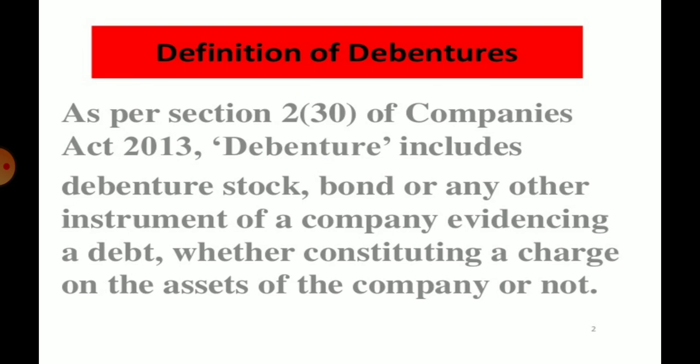As per section 230 of the Company Act 2013, the debenture includes the debenture stock, bond, or any other instrument of the company evidencing a debt, whether constituting a charge on the assets of the company or not. As we studied, the company relies on both equity and debt. So the debenture is a source from which the company can issue debt.